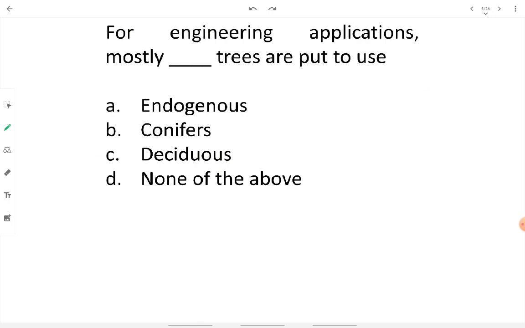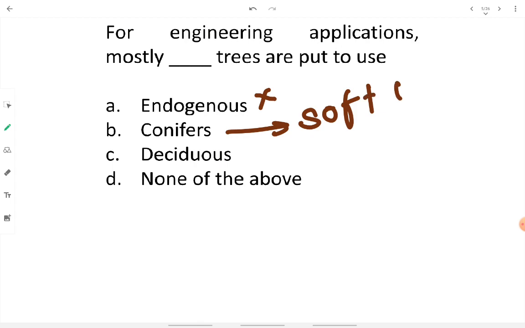Now let's go to the next question, which says: for engineering application, mostly fill in the blank trees are put to use. For engineering application, which kind of trees are we going to use? See, endogenous are not useful because their bulk growth is in the inward direction. Therefore, larger log, larger cross section is not available with which kind of trees? Endogenous trees. Then conifers, we just saw conifer is softwood.